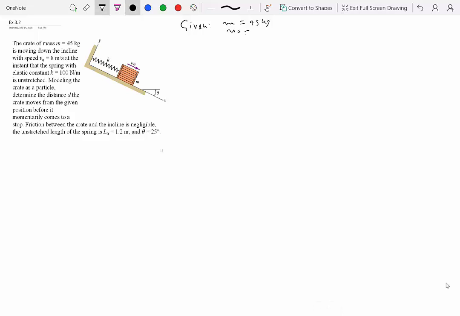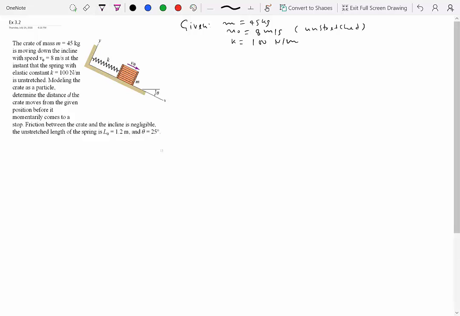So we are also given the speed at a certain instant, at the instant that the spring with elastic constant k equal to 100 Newton per meter is unstretched. So at this instant, the spring is actually unstretched, and the spring has a spring constant of 100 Newton per meter. So let me write unstretched here to indicate that this is the velocity when the spring is unstretched.